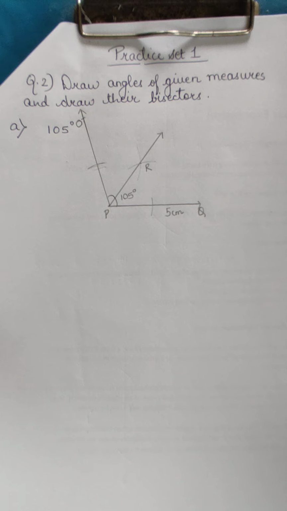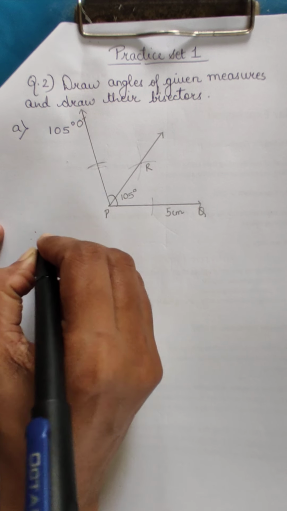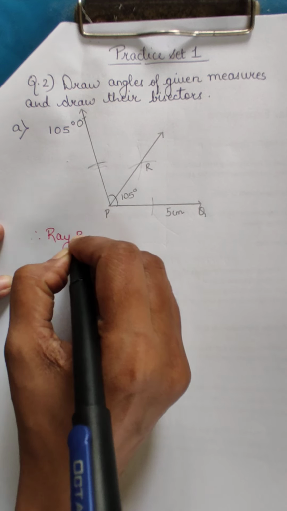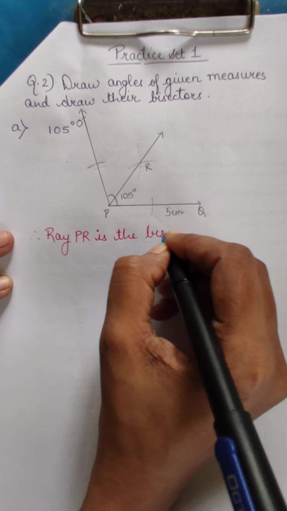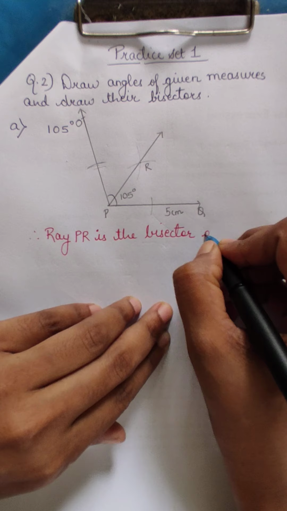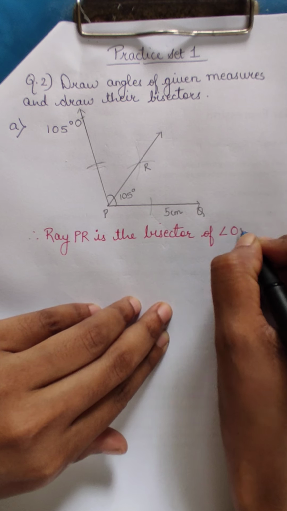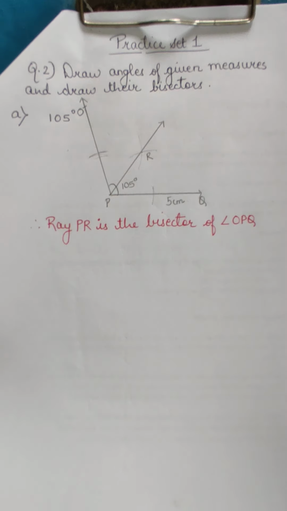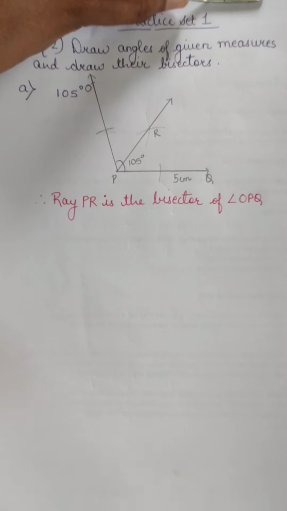So here I can say that seg PR, or you can say it as ray. So I can say therefore ray PR is the bisector of angle OPQ. So this was the first construction. Now moving on to the second question of this practice set.